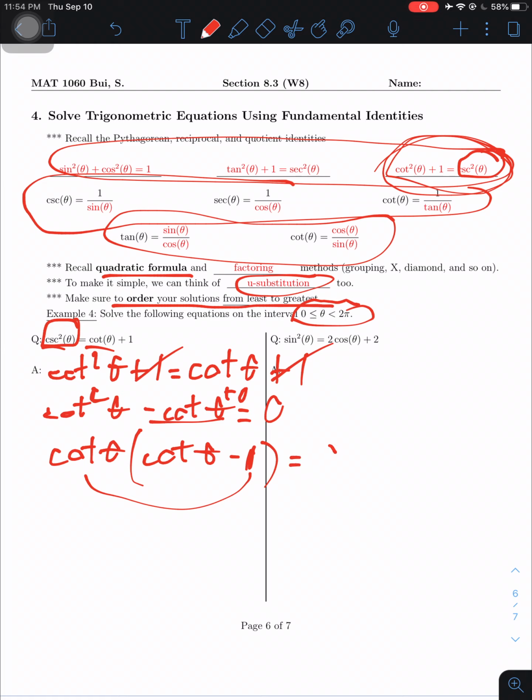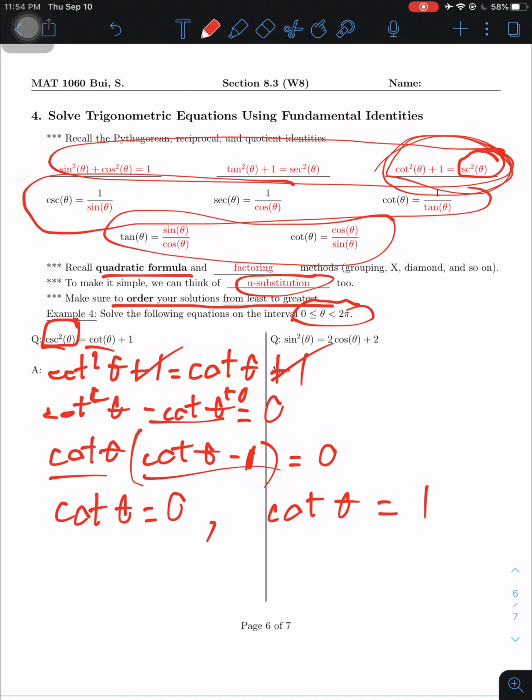And now on the right side, I'm going to get a 0 in here. So let me take that out. And then next, I'm going to set each of them equal to 0. So first one, I'm going to get cotangent equal to 0. And the second one, I'm going to get cotangent equals 1, because I'm going to add 1 to both sides, and that's how the -1 got canceled and the 1 appears on the other side.